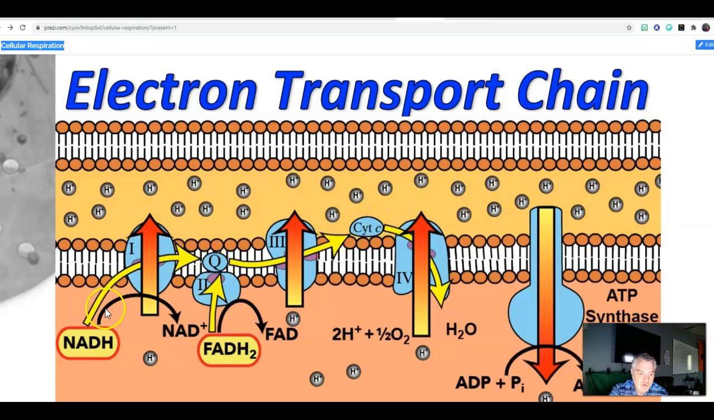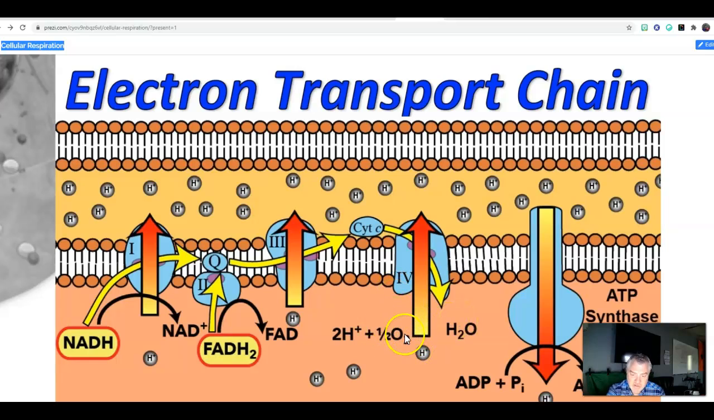One thing I want to mention real quick, if we talk about the oxidation reduction, this NADH is going to be oxidized right off the bat. It's going to lose an electron. This protein will be reduced. Then this protein is oxidized, and this one is reduced. And this one is oxidized, and this one's reduced. So it continues that whole process of oxidation reduction, gaining electrons, losing electrons, as we go down to the final electron acceptor, which is oxygen, right here.